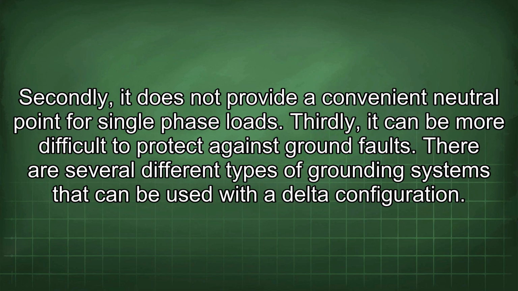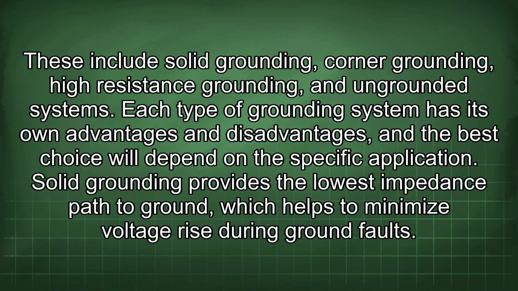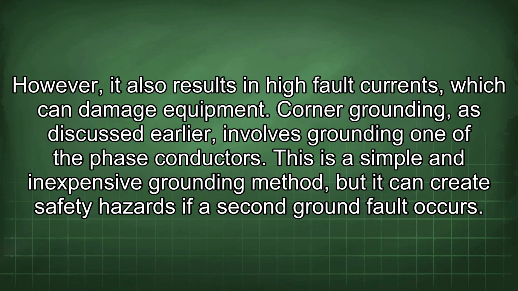There are several different types of grounding systems that can be used with a delta configuration. These include solid grounding, corner grounding, high resistance grounding, and ungrounded systems. Each type of grounding system has its own advantages and disadvantages, and the best choice will depend on the specific application. Solid grounding provides the lowest impedance path to ground, which helps to minimize voltage rise during ground faults. However, it also results in high fault currents, which can damage equipment.